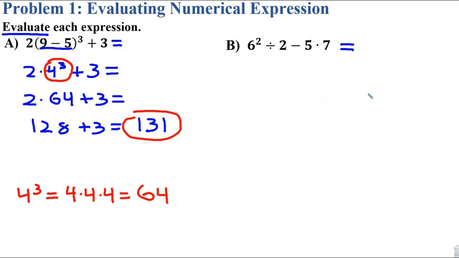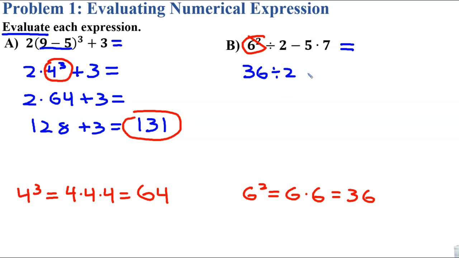Next up is the E for exponents. So I'm going to take care of this 6 squared here. Remember, 6 squared, what does that mean? That means 6 times itself 2 times, so 6 times 6, which I know is 36. So I can rewrite this as 36 divided by 2 minus the 5 times 7. So we've got the E for exponents done.